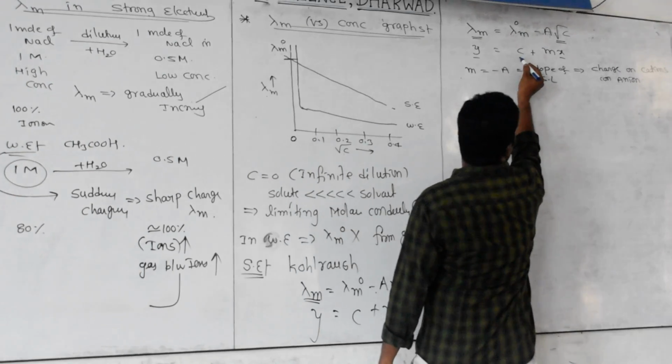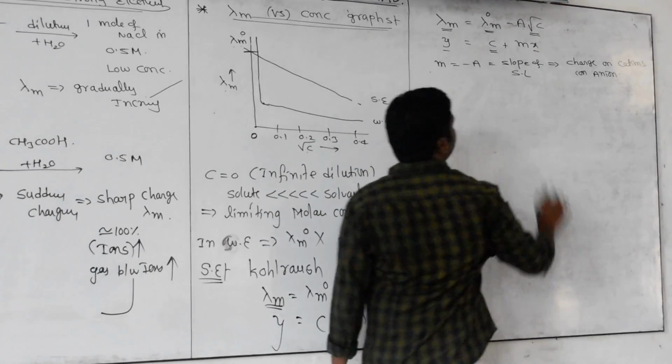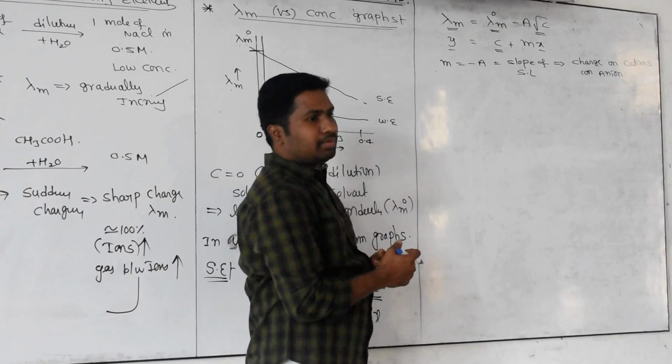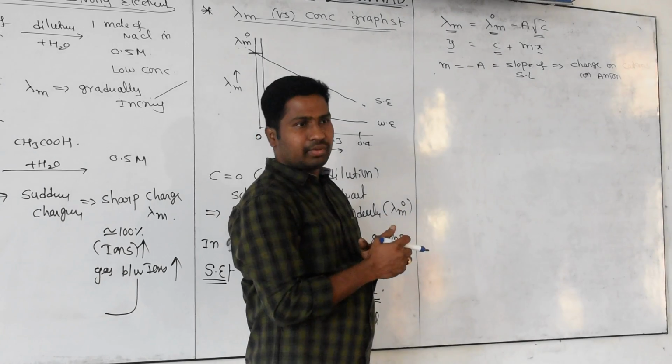Okay, now the intercepting point is there. That intercepting point is nothing but lambda naught m. Is it clear? This information will be very important. You have to work it out very carefully.